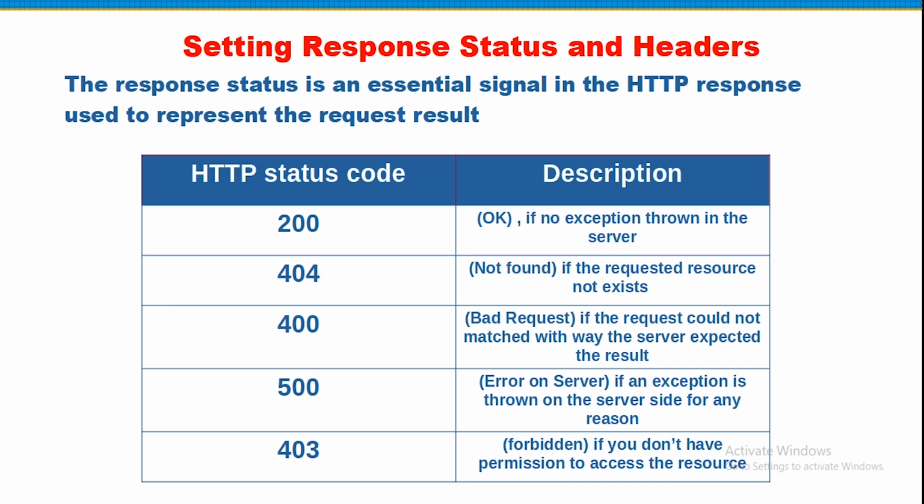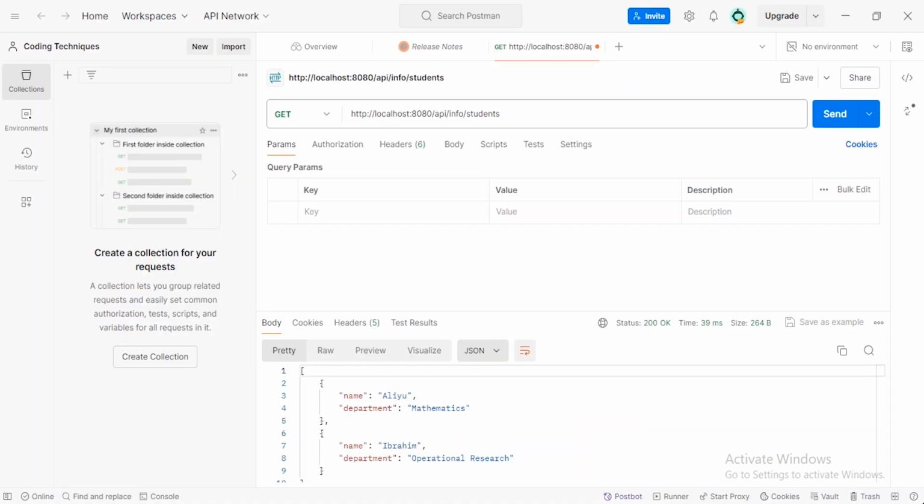We also have 400, which is bad request if the request could not match the way the server expected. We have 500, that is error on server if an exception is thrown on the server side for any reason. We have 403, forbidden if you don't have permission to access the resource. Okay, so we are going to see how we set response status and headers in code.